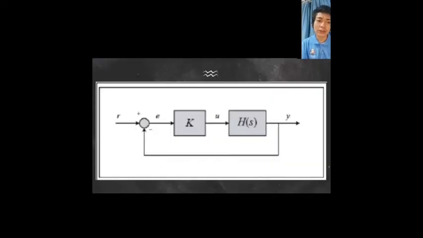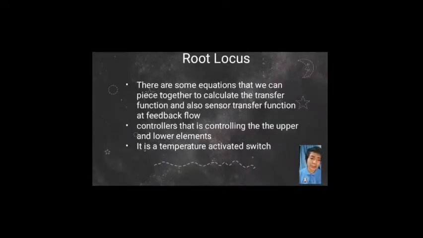The figure below illustrates a unity feedback of the loop transfer function elements in the closed loop transfer function. I'll be showing you in the slides the discussion and some research done when doing our project. There are some equations that we can piece together to calculate the transfer function and also the sensor transfer function at feedback flow. There are controllers controlling the upper and lower element. It is a temperature activated switch.